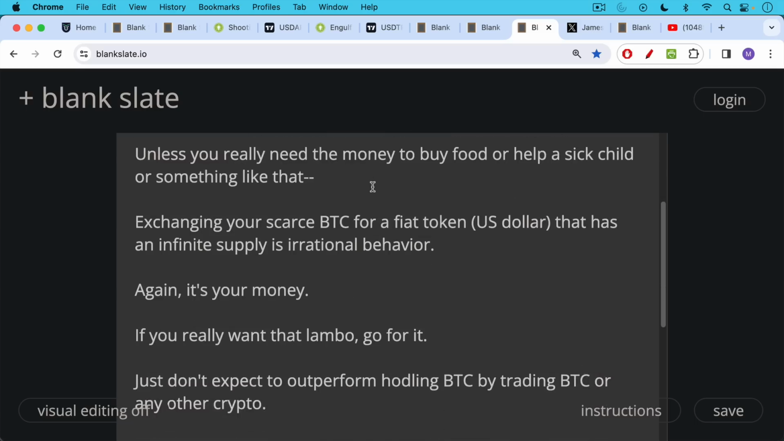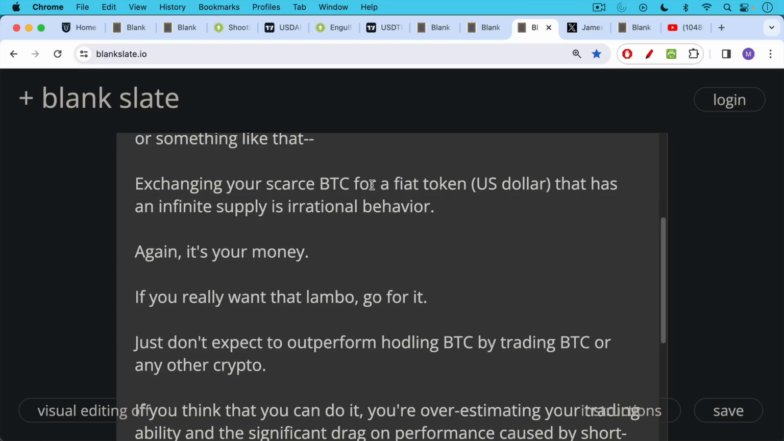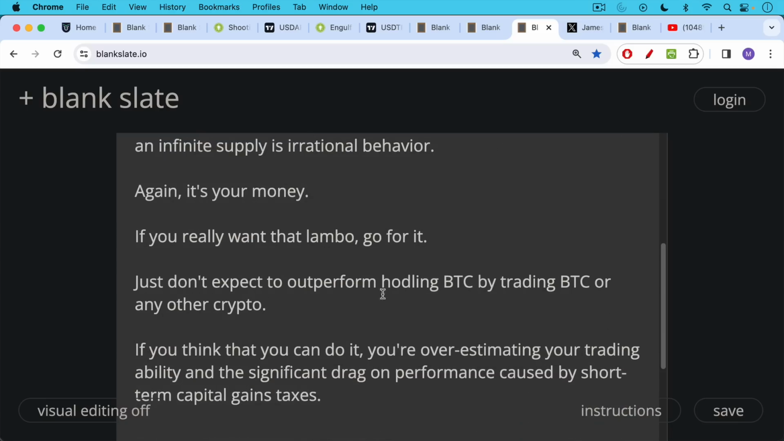Again, it's your money. Bitcoin is yours to do whatever you want with. So if you really want that Lambo, go for it. But what I would say is don't expect to outperform hodling Bitcoin by trading Bitcoin or by trading any other crypto. You're not able to do this over the long term.